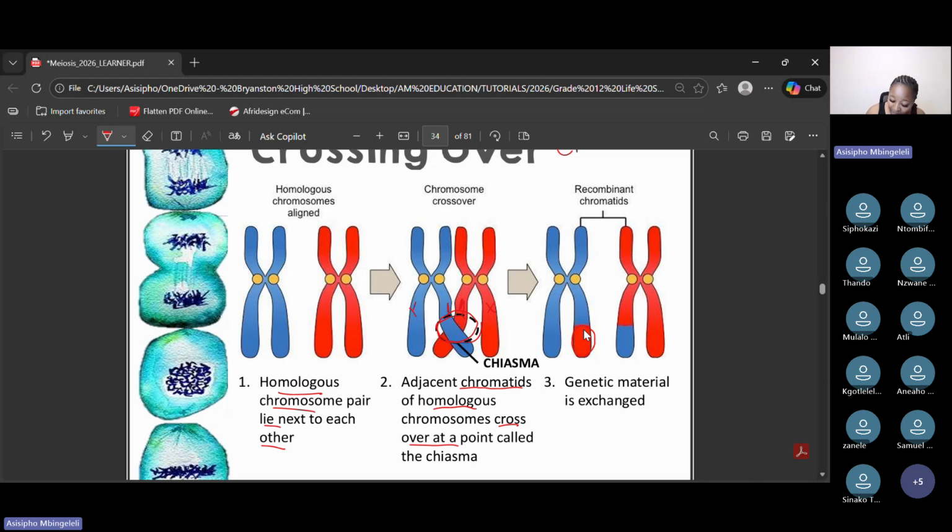Then this particular red chromosome from the mother now has genetic material from the chromosome from the father. So now these two chromosomes, or this pair of homologous chromosomes, will continue the rest of the phases with the exchanged genetic material.